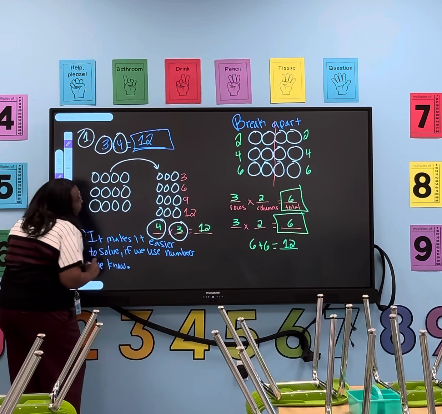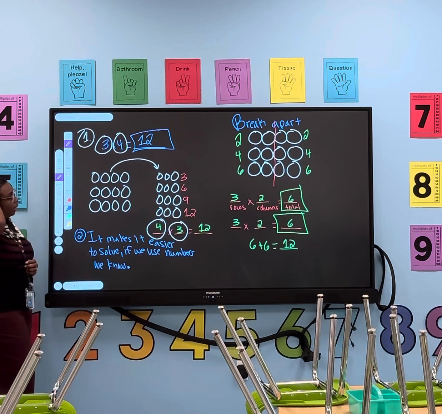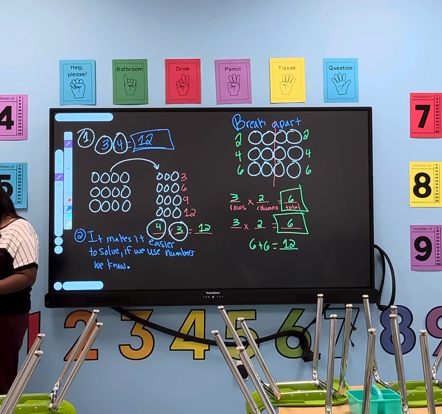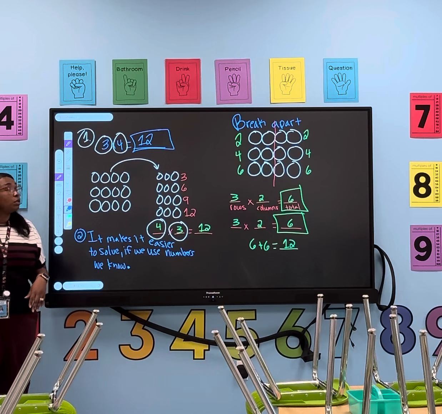All right, so that is number 1 and number 2. I am going to go ahead and go to the next page, which is page 142, and I'm going to go to number 3. Number 3 says complete these 4 facts using any strategy you choose. So we are going to complete those 4 facts.